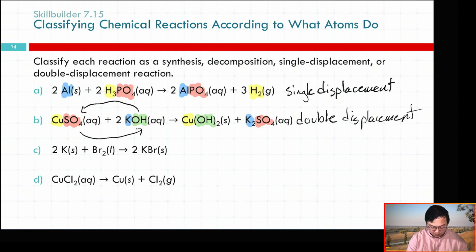On this next one, we have our potassium and bromine. So potassium combining with bromine, and now we have a single product. We've taken two things and made a new thing. This is synthesis. And then by process of elimination, you could probably figure out what our last one's going to be. We have copper chloride separating, so we have one reactant and two products. That would be a decomposition.